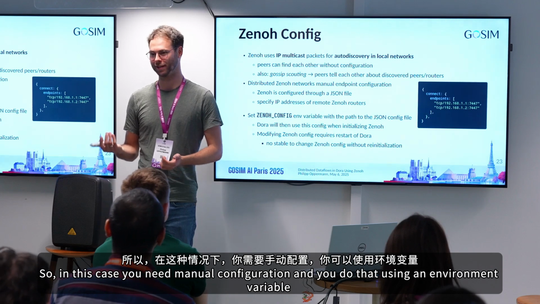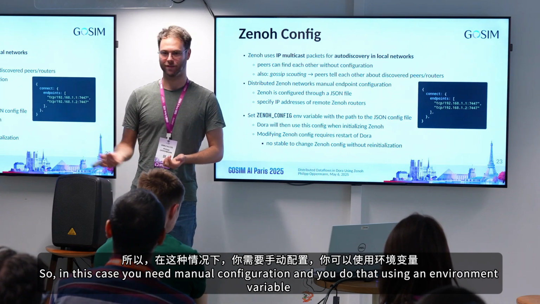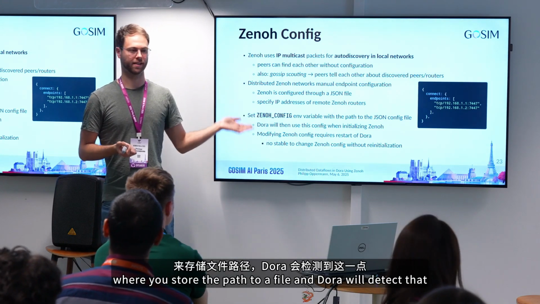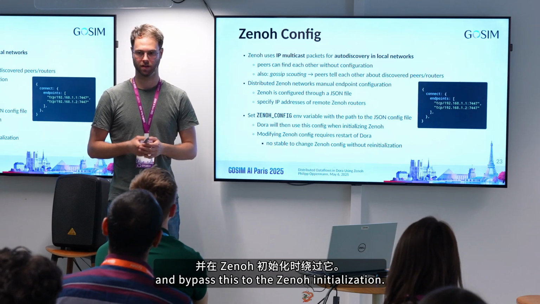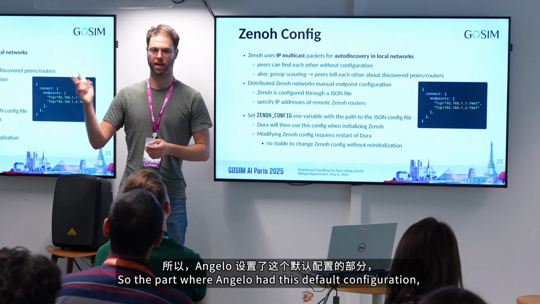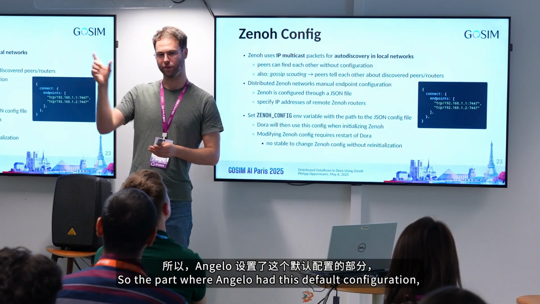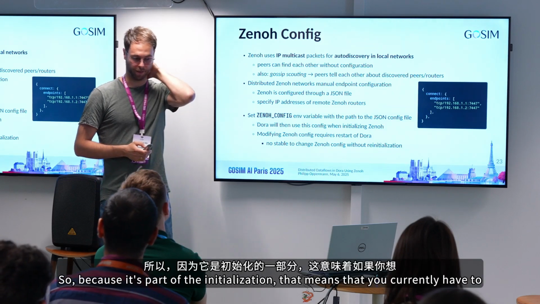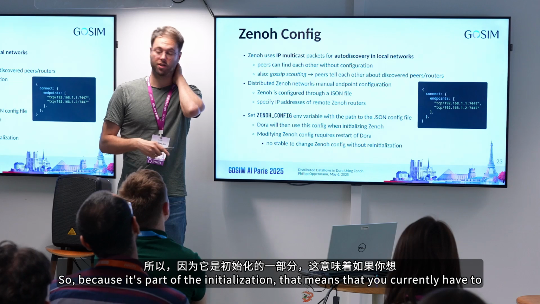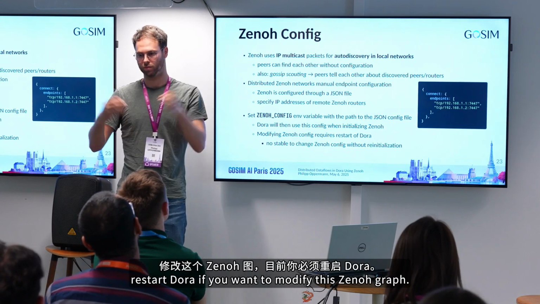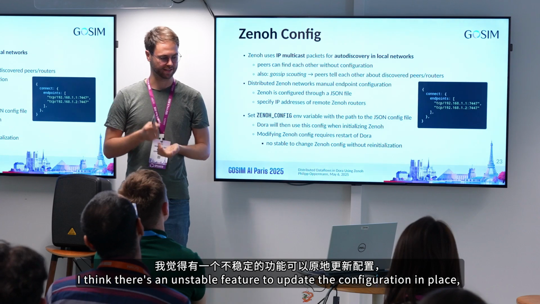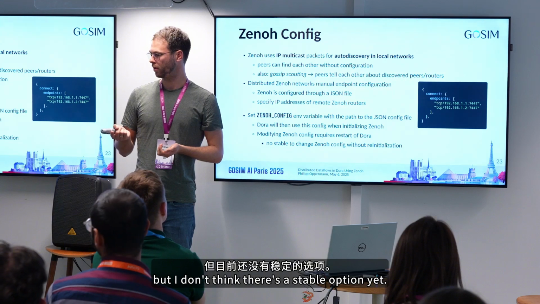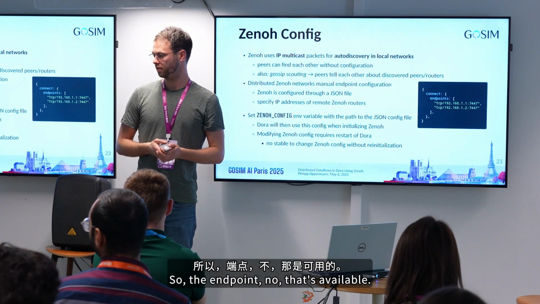In this case, you need manual configuration, and you do that using an environment variable where you store the path to the file, and Dora will detect that and pass it to the Zenoh initialization. This is where the default configuration Angelo had goes, the configuration file. Because it's part of the initialization, you currently have to restart Dora if you want to modify this Zenoh graph. I think there's an unstable feature to update the configuration in place, but I don't think there's a stable option yet.